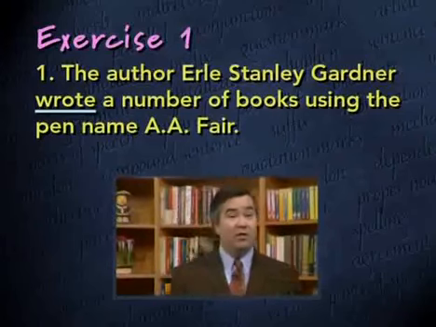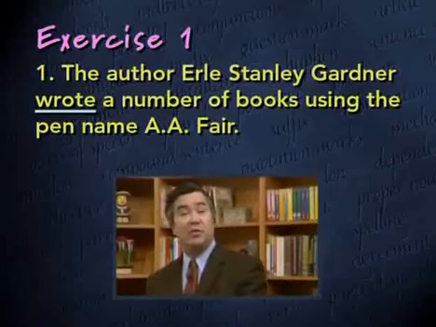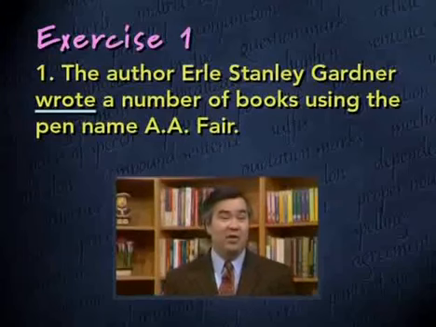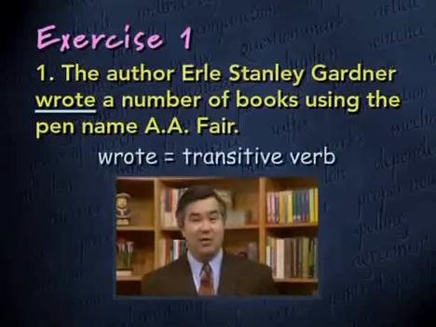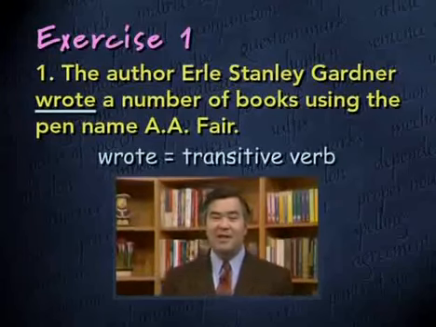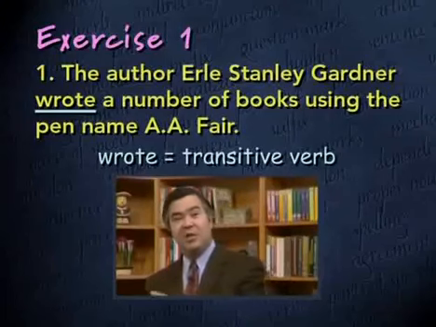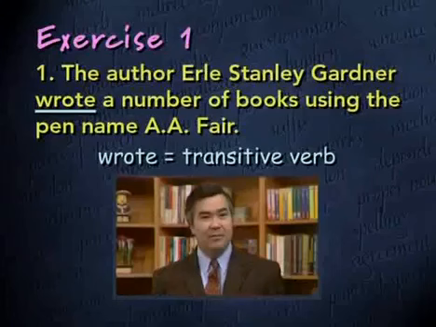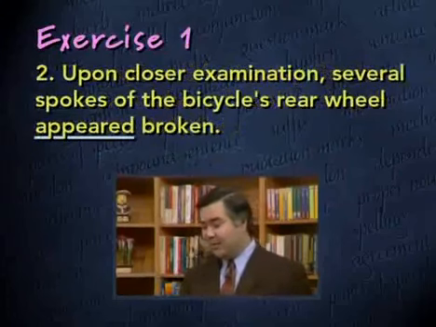The verb wrote, its action flows through to a number of books. Therefore, wrote is being used as a transitive verb. Because remember, only a transitive verb has an object which follows it, which receives the action of the verb. Let's look at the next example.